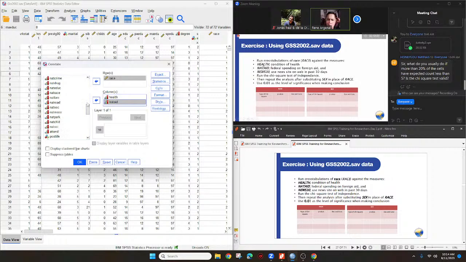So you have, for example, health, not aid, and news 30. Then you specify the p-values and the decision. The decision is whether you reject or accept H0. And then the conclusion: you have to specify whether there is a relationship or there is no relationship.